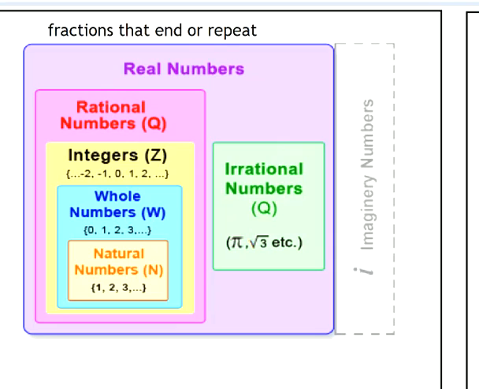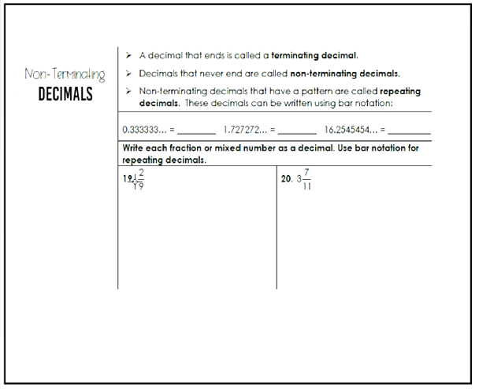So now we're going to go through what a repeating decimal is. A decimal that ends is a terminating decimal. And again, these are going to be your rational numbers. And decimals that never end are called non-terminating decimals. That means they go on forever. But non-terminating decimals that have a pattern are called repeating decimals. So one thing you need to know about repeating decimals: if it's a non-terminating decimal, it's irrational. But if it's a non-terminating repeating decimal, then it's rational.